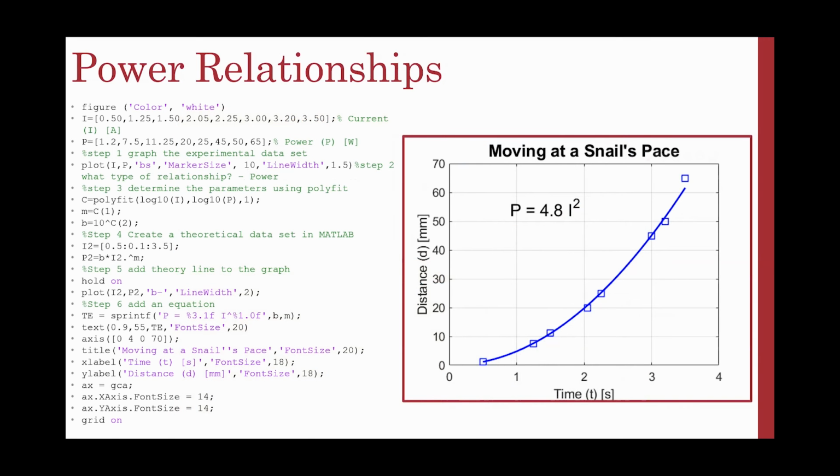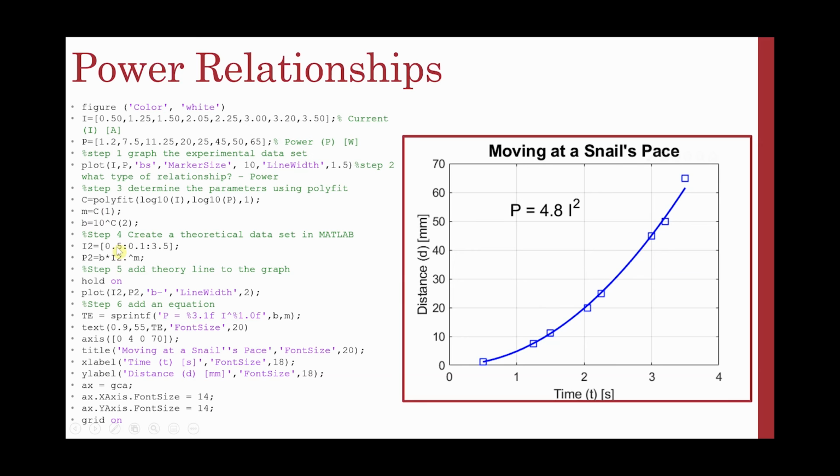So here I'm plotting distance versus time. It should be current and power; I forgot to update the axes. We're going to graph our experimental data, so we're plotting I comma p. We're going to make it blue squares, setting our marker size and the line width of those squares. Since we know it's a power relationship, we're going to determine the parameters using polyfit. So we have polyfit of log10 of I, log10 of p. M is c of 1, b is 10 to the c of 2.